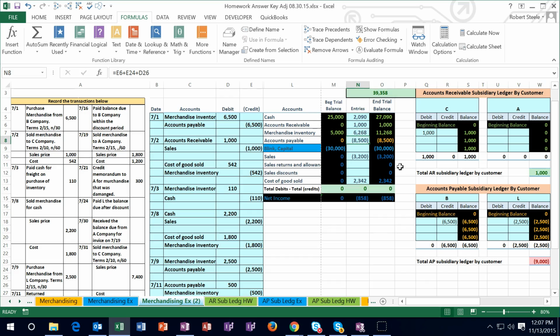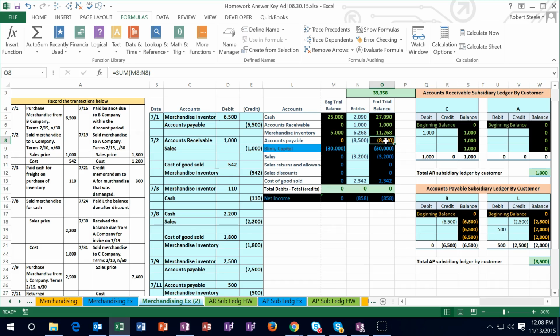That'll put us back in balance, bring inventory down when we hit enter. Okay, so now you can see that once again we have this negative or this red 9,000 here, and that's because we don't owe L 5,000 anymore because we gave back some of the inventory, so we're going to debit part of that. So I'm basically just going to record this again in U19 for this 500, meaning that we owe L now 2,000, we owe B 6,500 for a total of 8,500. That ties out to our subsidiary ledger.